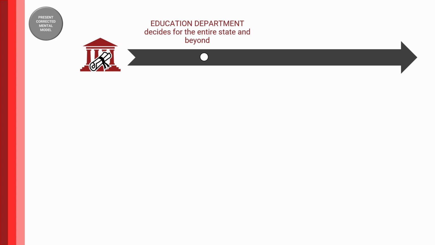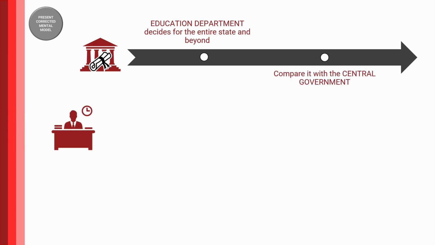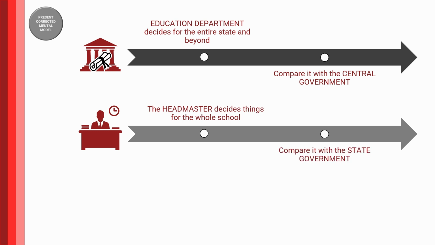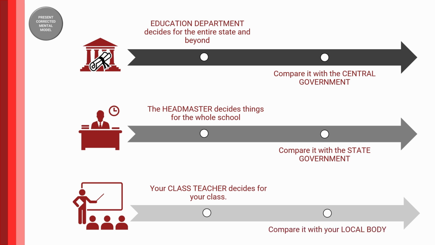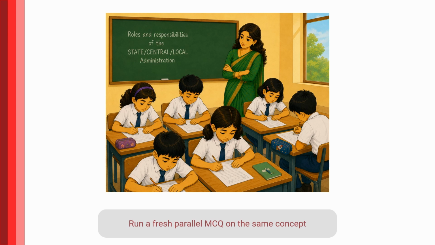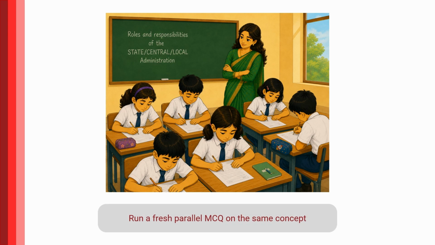The education department for the entire state and beyond, that is the central government. The headmaster decides things for the whole school, that is the state. And your class teacher decides things for your class, and that's your local body. Finally, give a fresh parallel MCQ that tests the same concept in new wording. If most students now correctly distinguish central from state, the misconception has shifted and the remediation has worked.